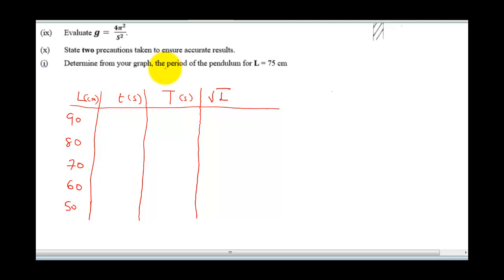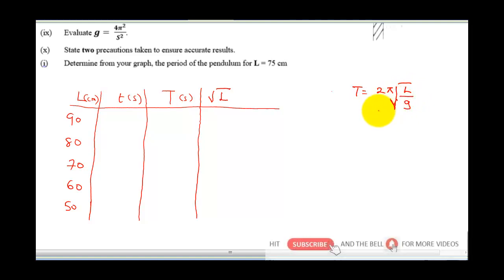Now, how are you going to be able to do this without performing the experiment? You need to understand the basis of the pendulum formula. The first thing you need to know about the pendulum is that the period T is given by 2π square root of L over g. This is the first thing you need to know.